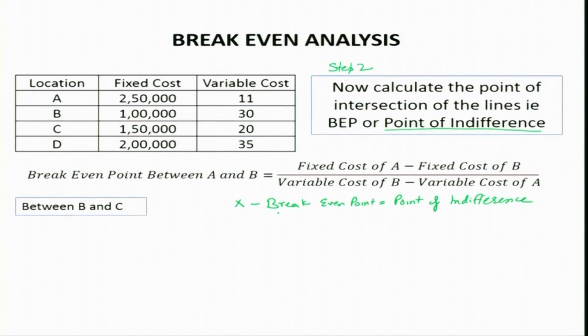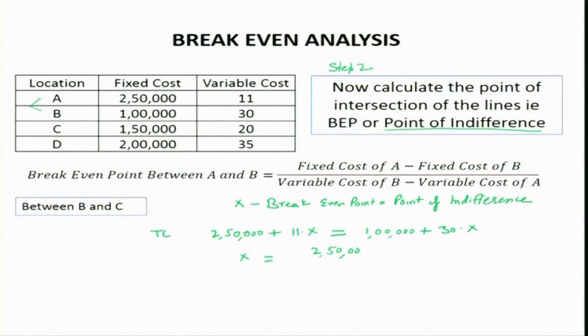So, this is given by, let us say comparing A and B to find the point of indifference between A and B. Total cost of A will be 2,50,000 plus 11 into x, and at the point of indifference, this should be equal to 1 lakh plus 30 into x.